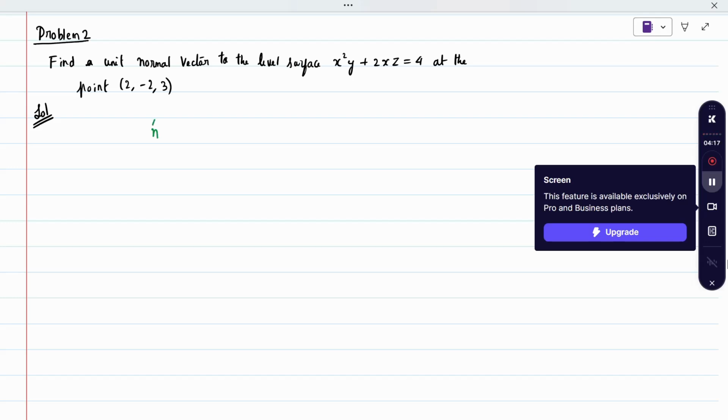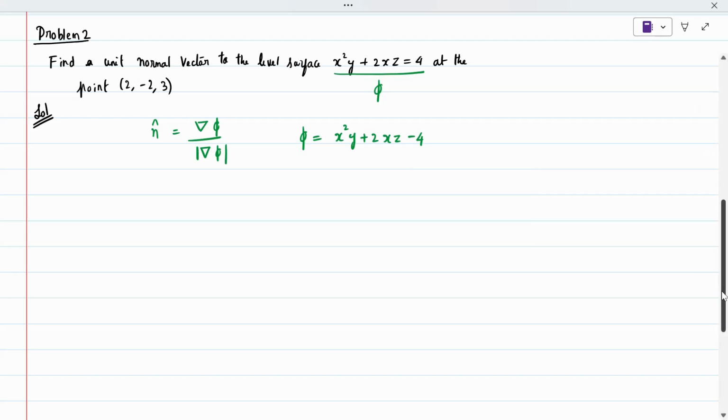It's nothing but n cap is nothing but del phi divided by the magnitude of del phi. Phi in the given question is x squared y plus 2xz minus 4. So that first step we have to take and write. So this is our phi. Now I have to calculate it. First del phi I have to calculate.